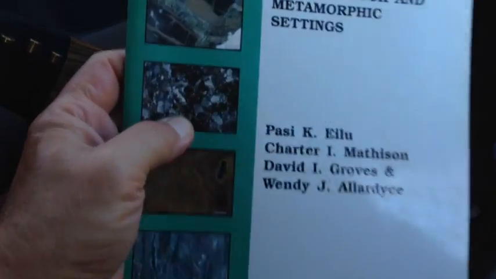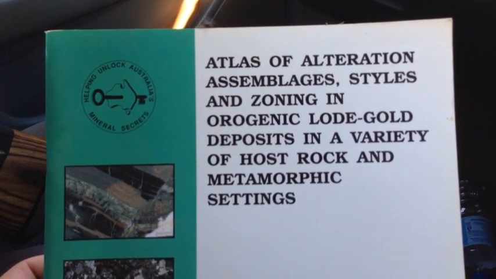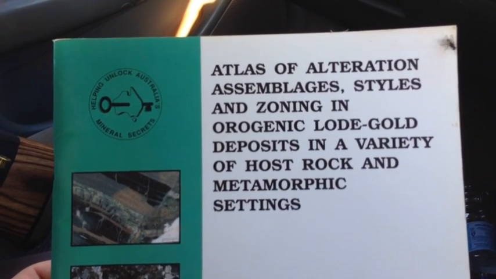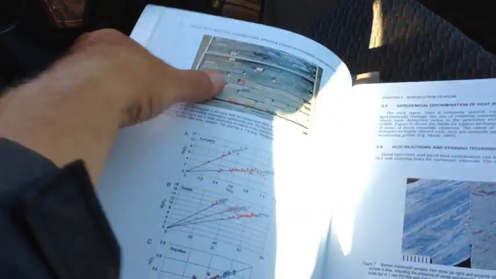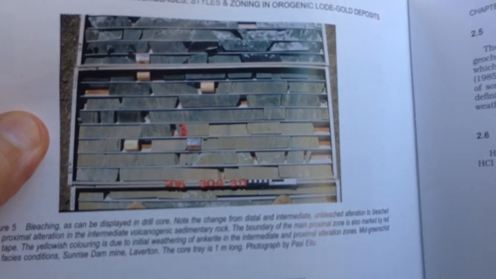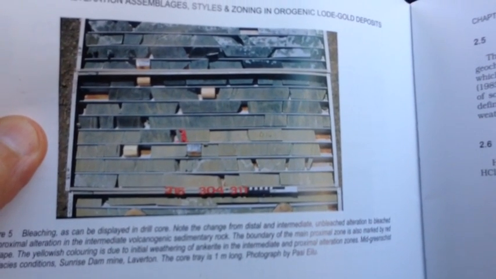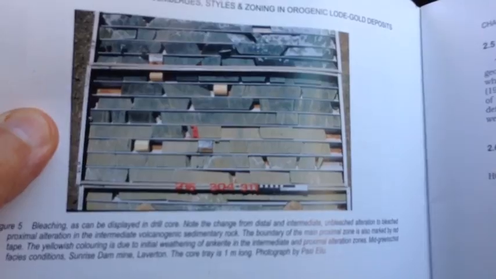Here's another good book which is worth getting. It's an Atlas of Alteration Assemblages. It's a brilliant little book full of fantastic diagrams and pictures of actual core showing the alteration. You can see the lighter core is the altered core. I'm digressing.